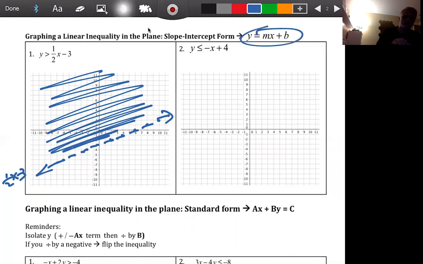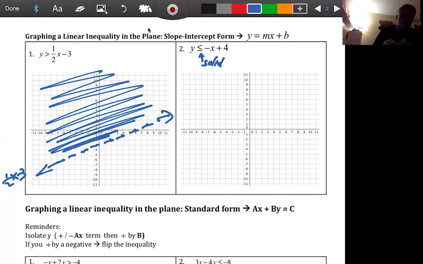Again, it's in the y equals mx plus b form. The m is -1, the b is +4. First step is to graph the line. And when I graph it, that right there tells me less than or equal to, it's going to be a solid line. It's not going to be dashed. So let's graph it.